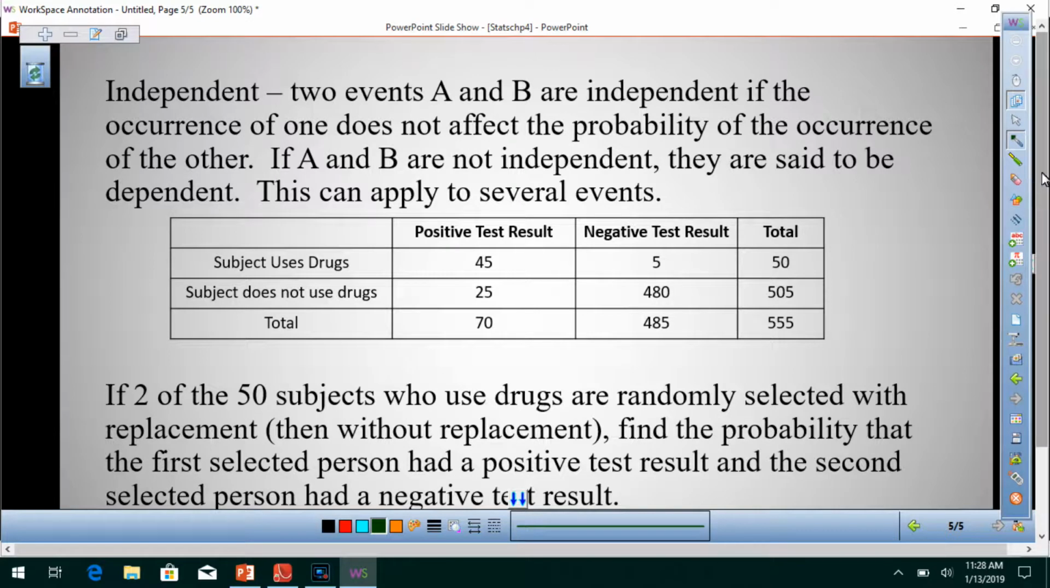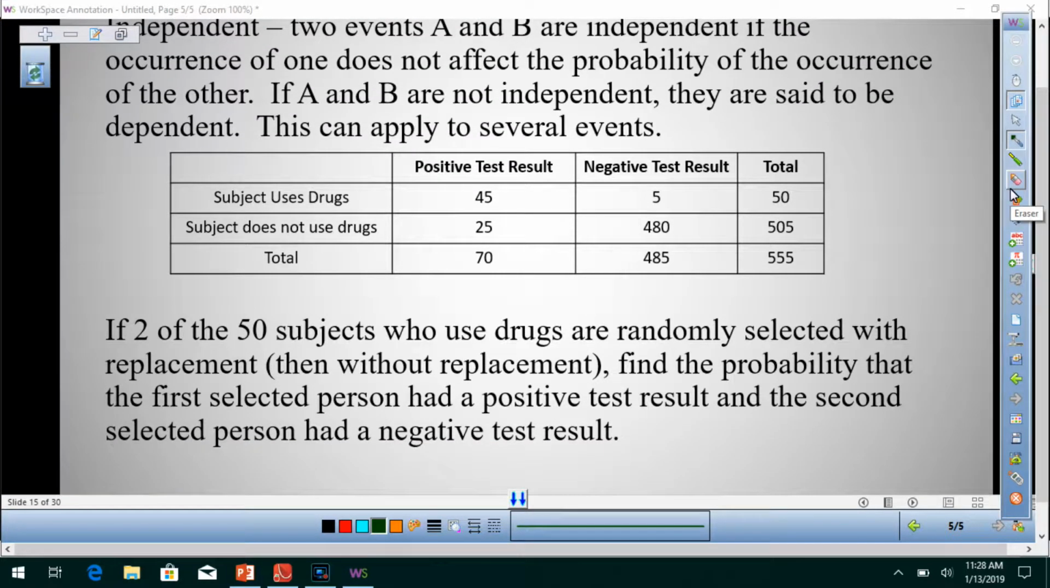So let's try one here. If two of the subjects who use drugs are randomly selected with replacement, and then we'll do a second one without replacement. So we'll call this one A, and we'll call that one B. Find the probability that the first person selected had a positive test result and the second selected person had a negative test result. So we're doing this with replacement. And by with replacement, it means after we pull the first name, we're going to put that one back in the hat, and it's just as equal a chance.